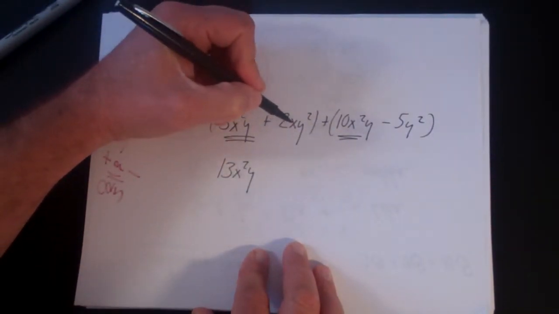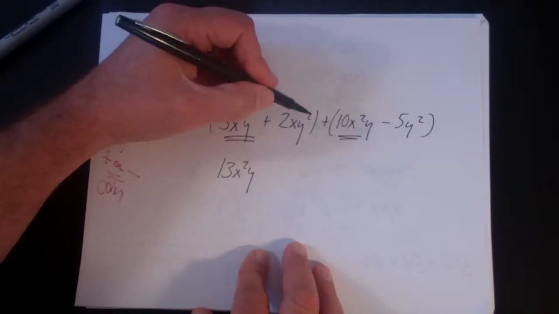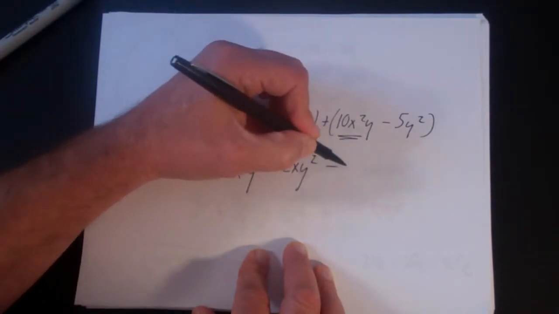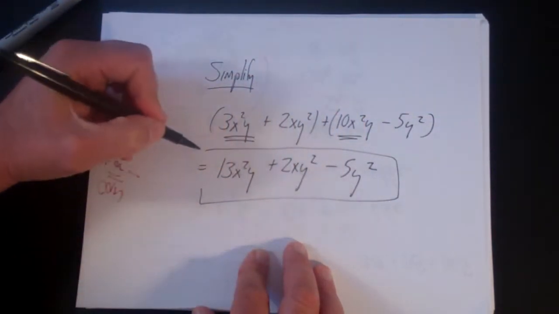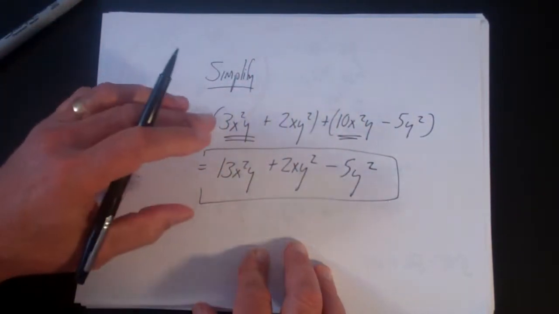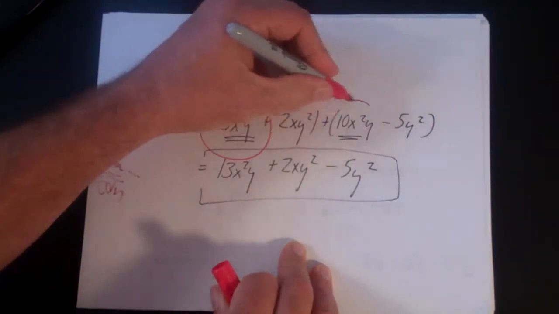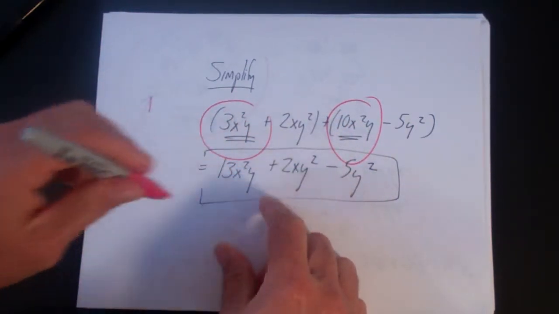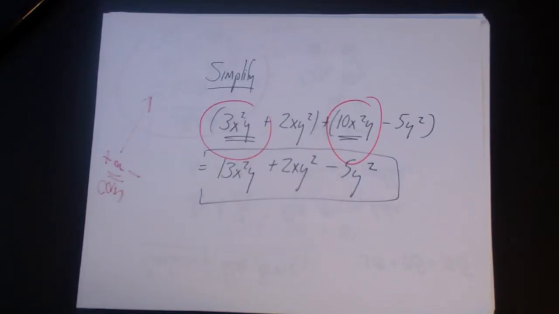Let's look at this: 2xy squared. Is there anything else that has exactly an xy squared? There's not. So that you cannot combine. And there's your answer right there. Nothing new. It's just remember what a like term is. We say that this term and this term are like terms because they have exactly the same variables to exactly the same powers. Anyway, that's how you add and subtract polynomial functions.